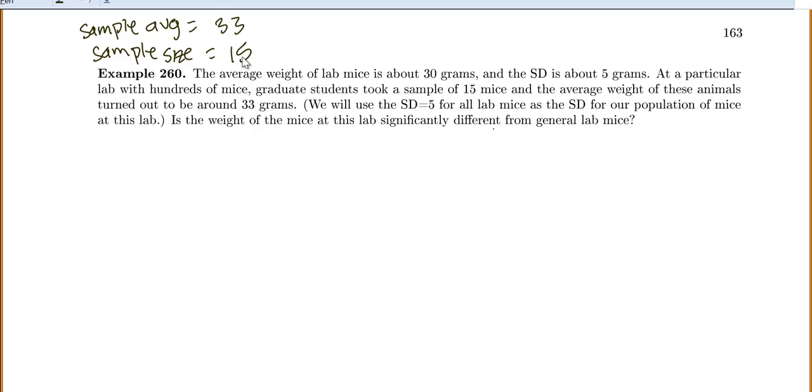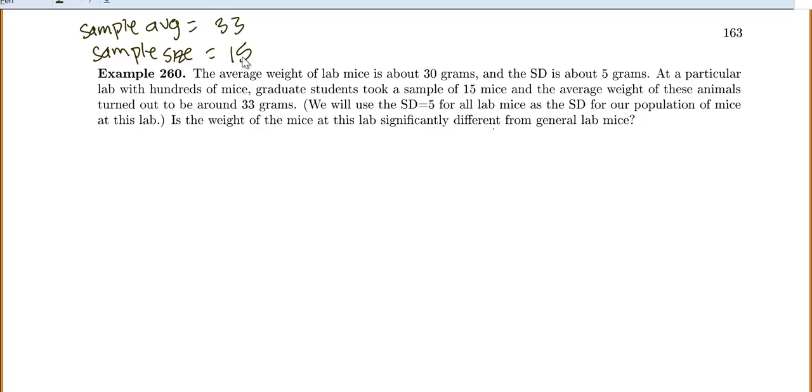Now it says we will use the standard deviation of 5 for all the lab mice as the standard deviation for our population of mice at this lab. So the question is why? Well, you might have noticed that we're saying we have the population SD. But the question is always, if you have the population SD, you would have to know everything in the population. And if you know that, why don't you just calculate the population average?